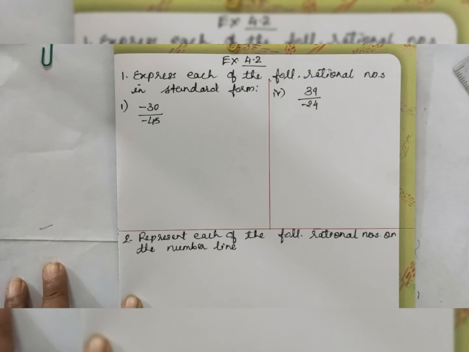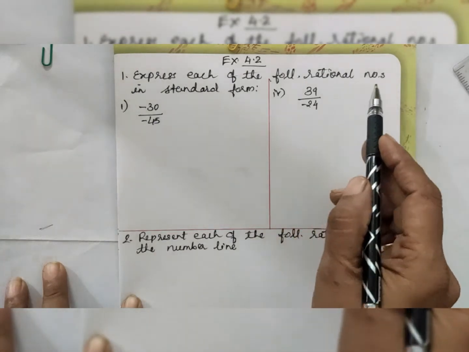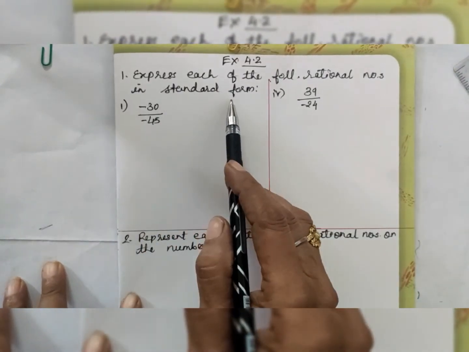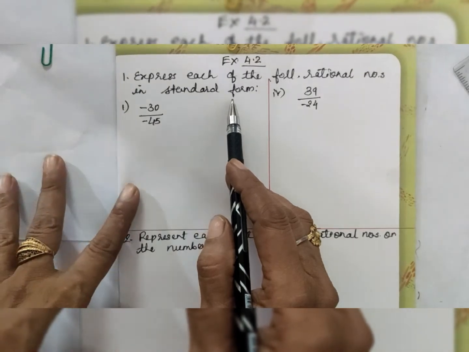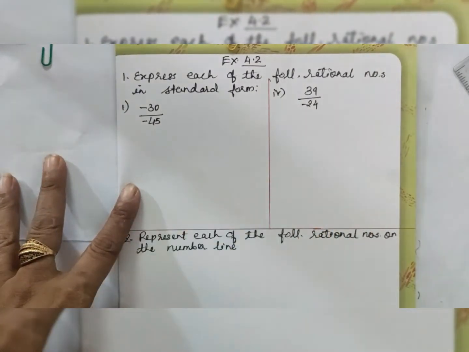Today we are going to study exercise 4.2, question number 1 and 2. Let's see, what is question number 1? Express each of the following rational numbers in standard form. It means you have to express the given rational numbers in the standard form.